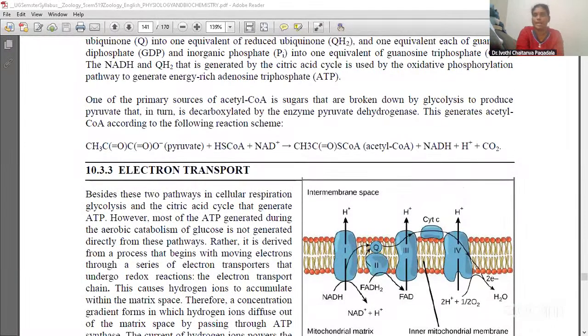Last time. Good evening to all. Yesterday we discussed about the carbohydrates. Today we are going to discuss the electron transport chain.